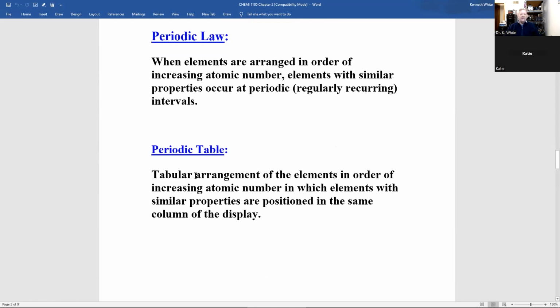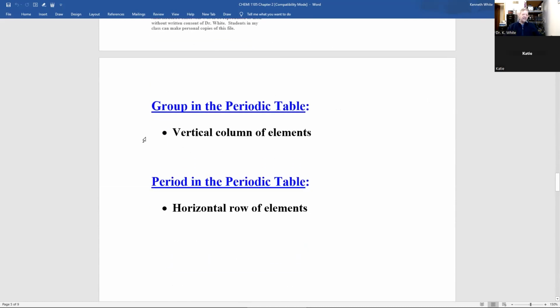And because of that, chemists long ago came up with what's called the periodic table. Now, I'll never ask on a test, what is the periodic table? Now, the periodic table is a tabular, meaning table, arrangement of elements in order of increasing atomic number in which elements with similar properties are positioned in the same column of the display or table. So this is the periodic table. Now, I'm never going to ask you, but the vertical columns are called groups and the horizontal are called periods. And I'm never going to ask that on it.